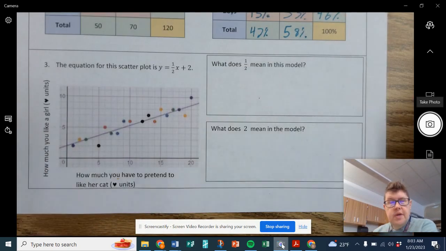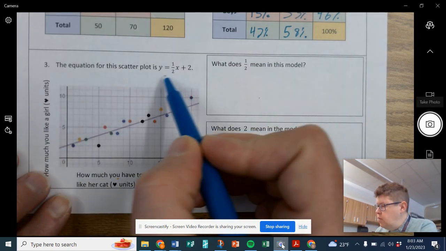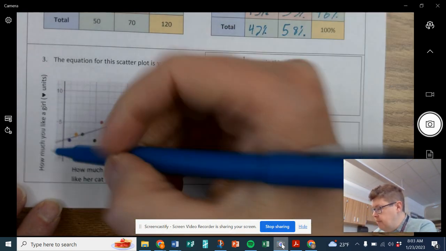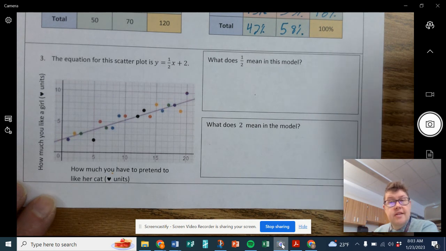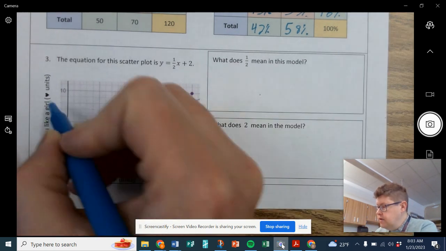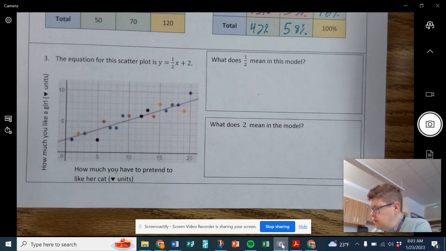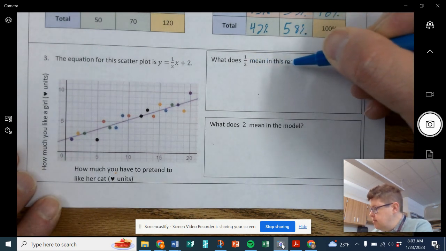Okay, so we have this equation right here, y equals 1/2 x plus 2, with our graph right here that represents how much you like a girl versus how much you have to pretend to like her cat in heart units. So that's our measurements. All right, so what does 1/2 mean in this model?